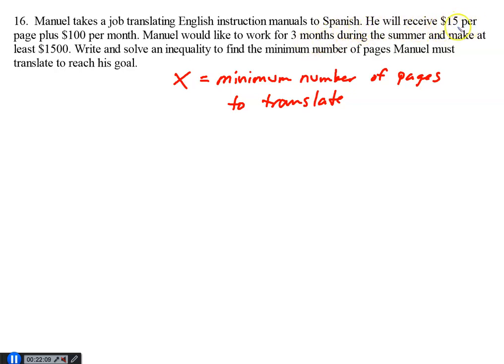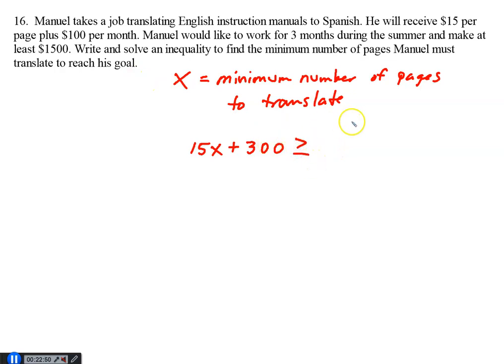He's going to receive $15 per page. So $15 for every page, that's 15 times x. Plus he's going to receive $100 a month, and he would like to work for 3 months. Well, we can go ahead and do some mental math. If he's going to get $100 per month, in addition to the number of pages that he translates, he's just going to get a flat $100 for every month. And he works for 3 months, that's $300. So if you take the $15 for every page he types, plus the $300 he's going to make on top of that, he wants to make at least $1,500.